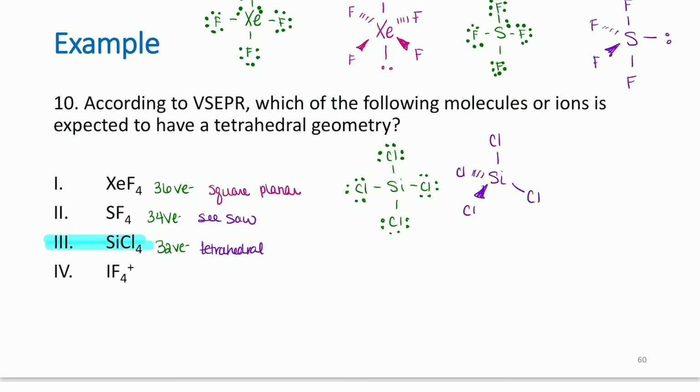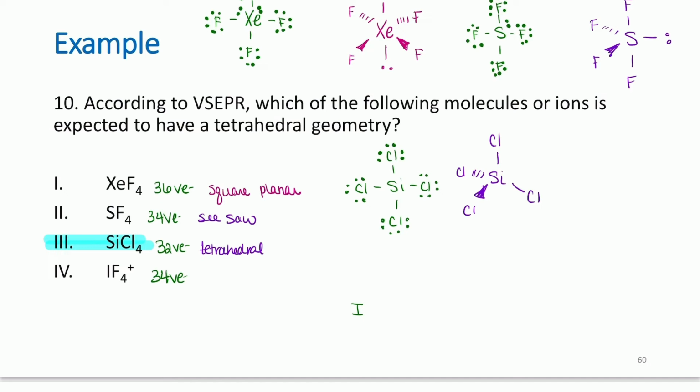IF4 plus, iodine and fluorine are both halogens, which means they both have 7 valence electrons. 4 fluorines and 1 hydrogen, 4 fluorines and 1 iodine. I keep saying hydrogen, I mean iodine. Iodine is a halogen. Whatever I said a minute ago, it's not. Iodine and fluorine are both halogens. They both have 7 valence electrons. So 4 fluorine and an iodine, that's 5 atoms, 7 valence electrons each, that's 35. It's got a +1 charge, which means it has 34 valence electrons.